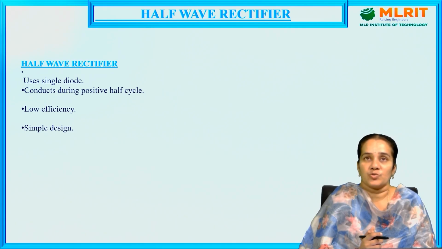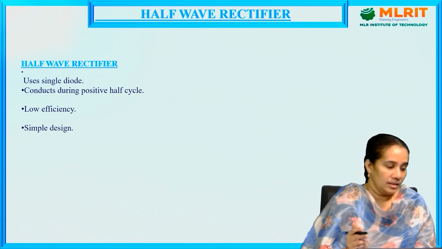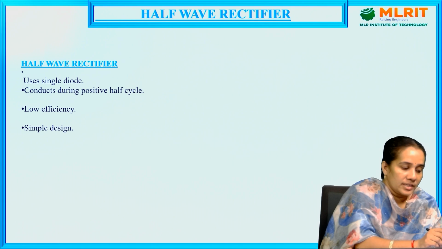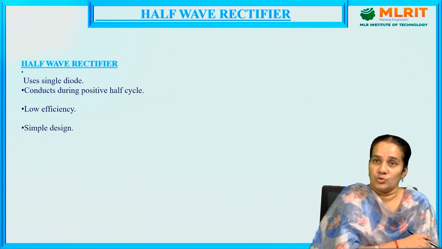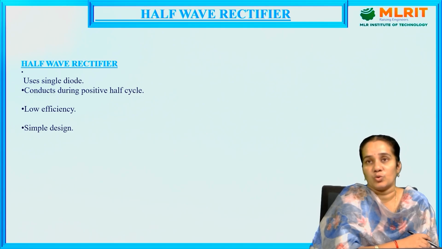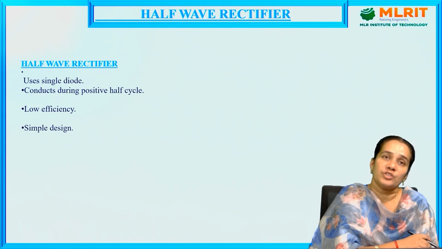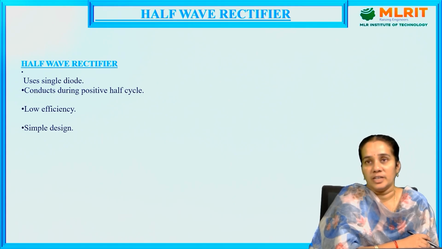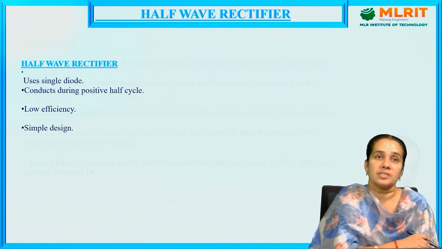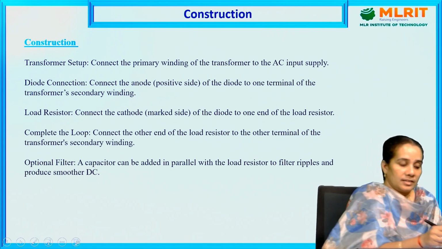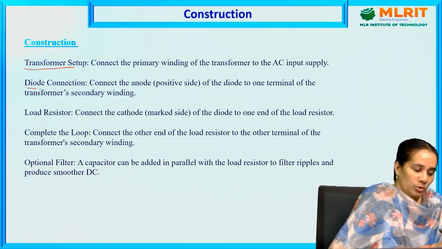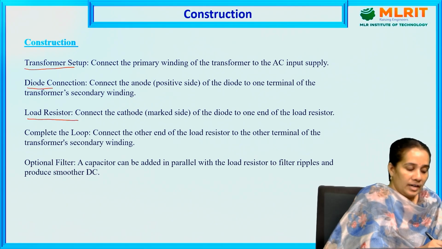Next, the first one is the half-wave rectifier. In the previous slide, we already discussed that the half-wave rectifier is constructed using a single diode that conducts during only one half cycle, either the positive half cycle or the negative half cycle. When it conducts only one half cycle, the efficiency also decreases. Coming to the design, we are using only one diode, so the design becomes simple. The construction of the half-wave rectifier requires a transformer, diode, load resistance and filter.